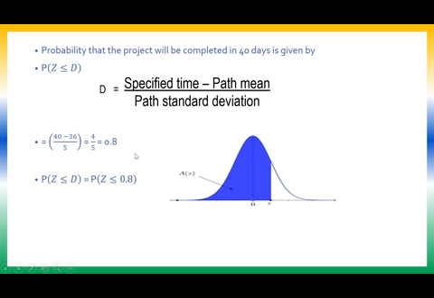So now the probability can be estimated using a normal curve because I am considering the standard normal variate Z. So probability of Z less than or equal to D is written as probability of Z less than or equal to 0.8, because D I have calculated as 0.8. So where does 0.8 appear?